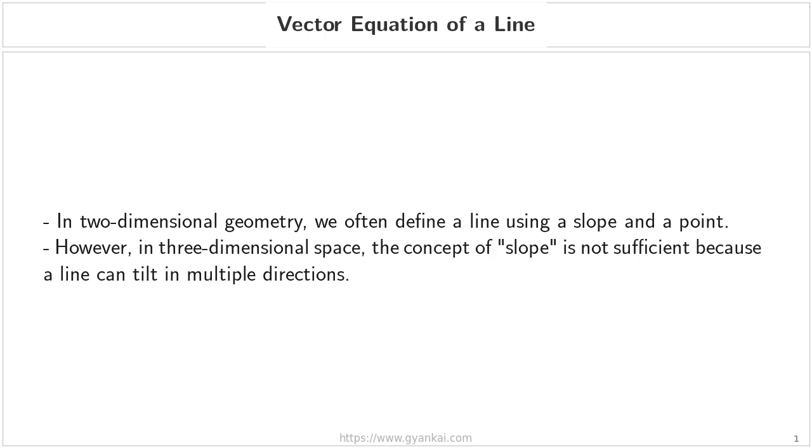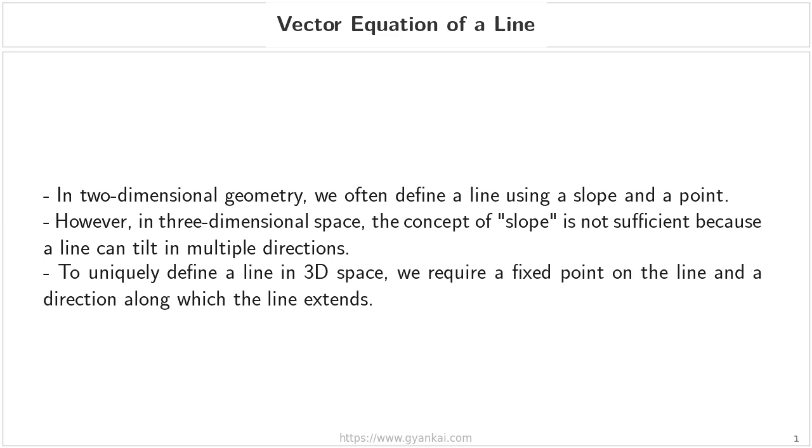However, as we move into three-dimensional space, the world we actually live in, the concept of a simple slope is no longer sufficient. In 3D, a line doesn't just tilt up or down. It can tilt in infinitely many directions across various axes, making a single scalar slope value inadequate to capture its orientation. So how do we fix this?